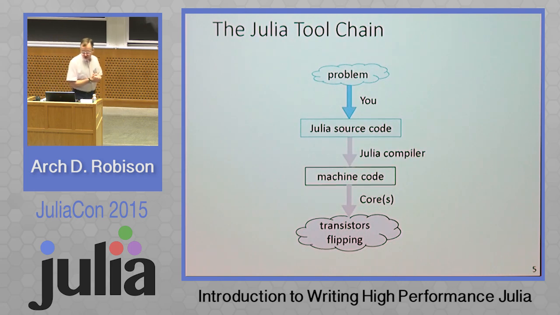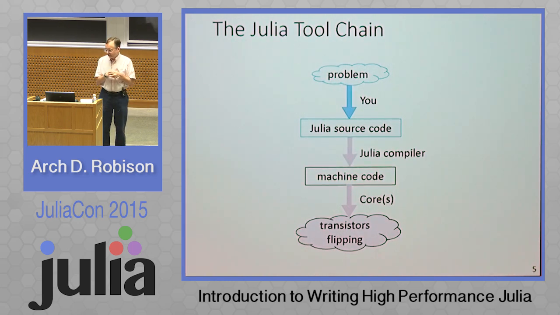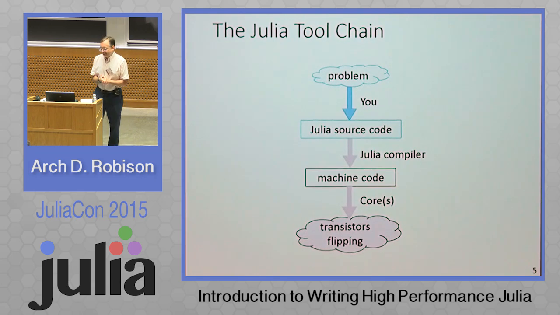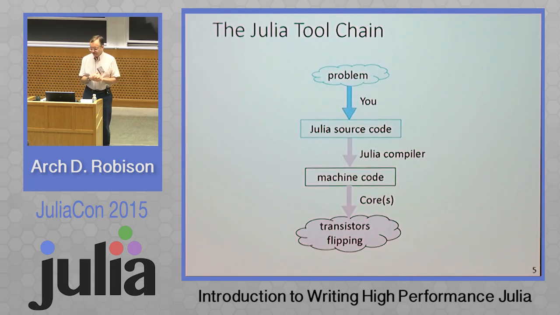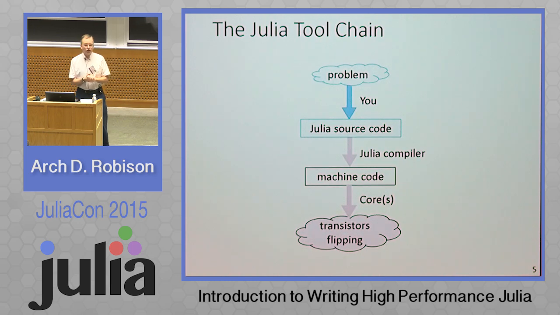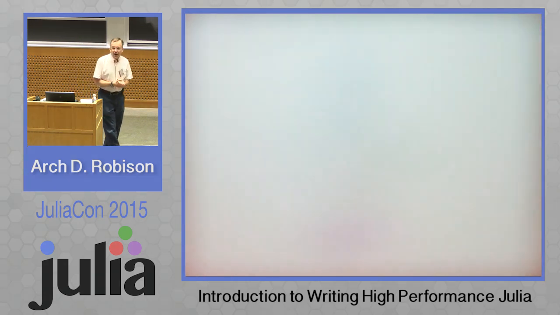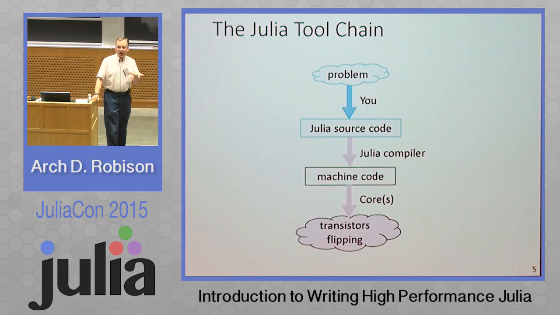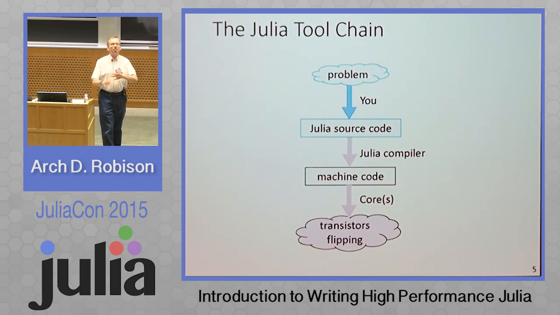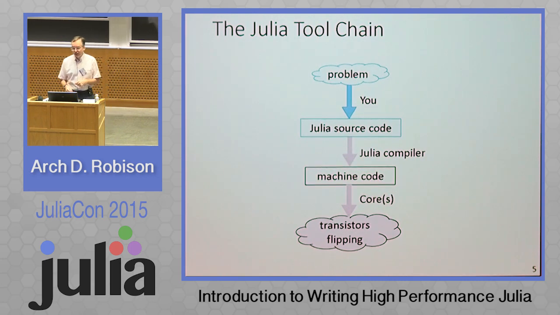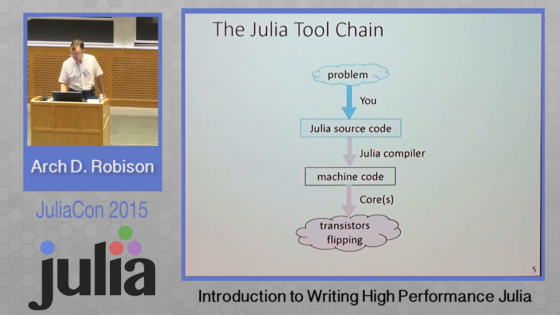The Julia tool chain starts out with you having some problem in your head you want to solve, and then you map that problem into Julia source code. And then the Julia compiler is going to take that source code and map it into machine code, and then the cores on the computer are going to map that machine code into a bunch of transistors flipping. Some people, when they're coding machine code, think they're coding down on the metal. Not even close. These days, the cores are busy retranslating those machine instructions into other stuff.